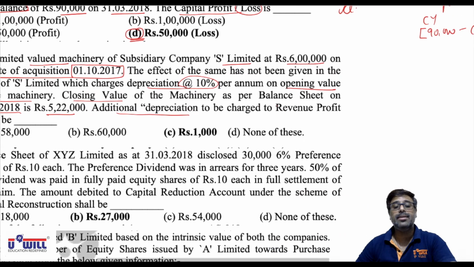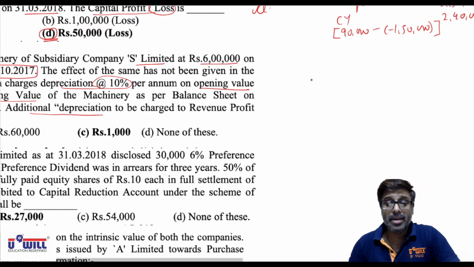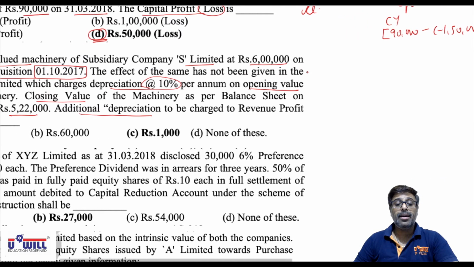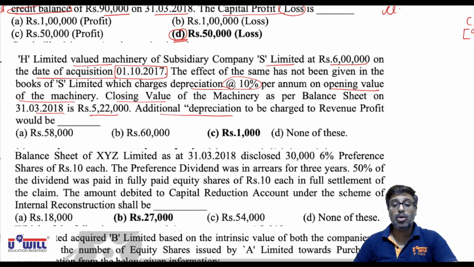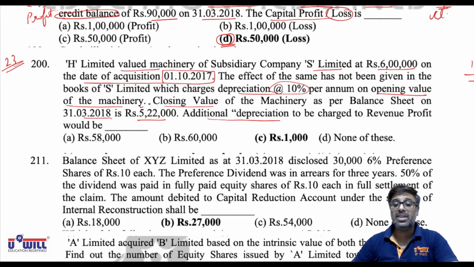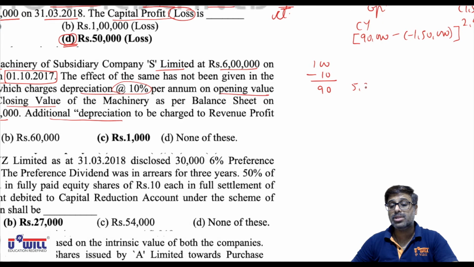So we'll make that complete workings of the revaluation of machinery, working note 3 what we used to make. Very first of all, we'll find the opening value. Suppose the opening value was 100 minus rate of depreciation 10 to 90. Against that 90 rupees at the end of the year, the value is 5,22,000. So what would be the value in the beginning of the year?